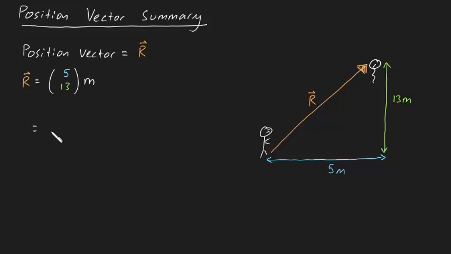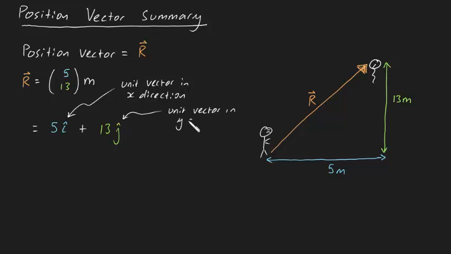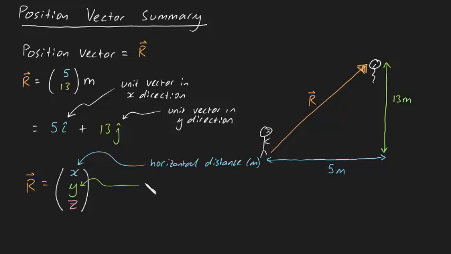To make matters even more complicated, this vector can also be written in another way. r is equal to 5i plus 13j. i is called the unit vector in the x direction, and j is called the unit vector in the y direction. It's worth noting that in the general case, since we live in 3 dimensions, r is written as x, y, z, where x is the horizontal distance to a point, y is the vertical distance to a point, and z is the out-of-page distance to a point.